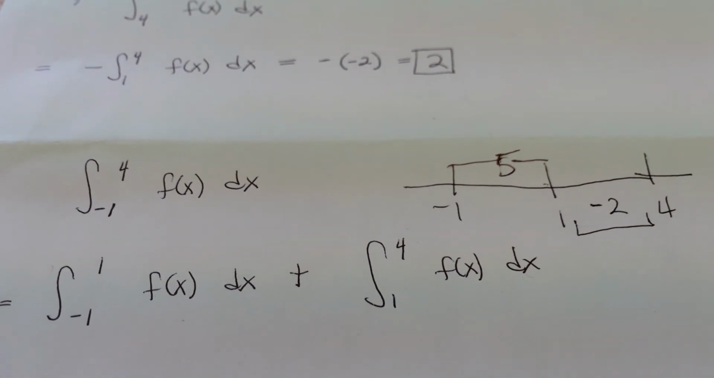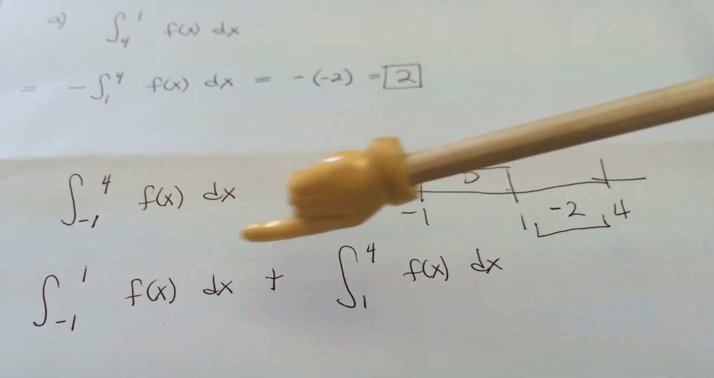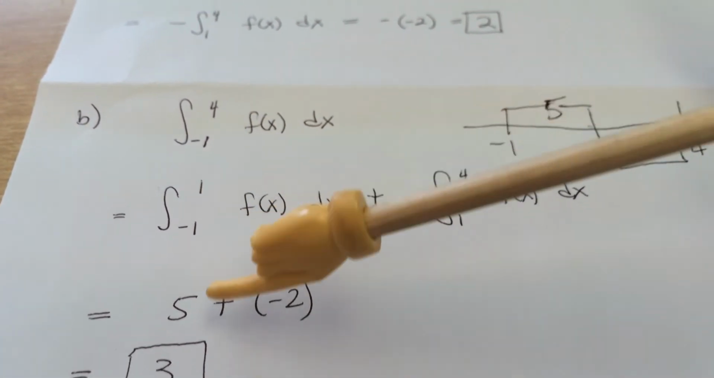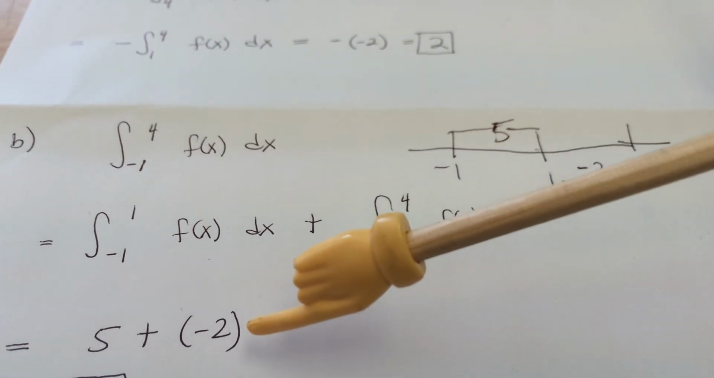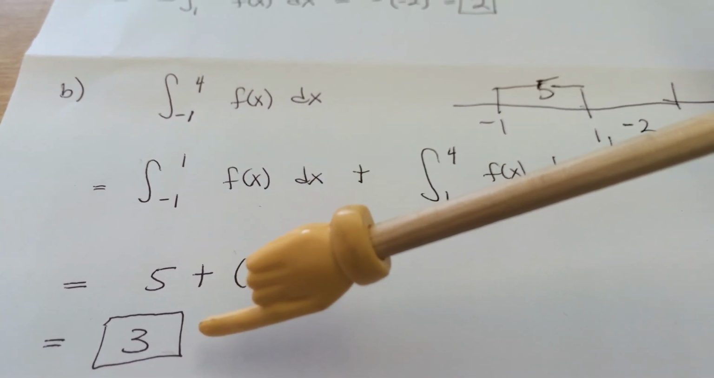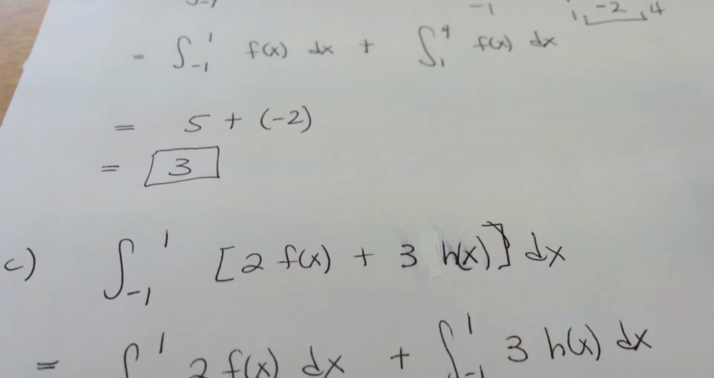So that's what I did right here. I separated from -1 to 1 because I know that area right there, plus 1 to 4, and I know that from -1 to 1 the area is 5, and then the area for the other one was -2, so that's how we got this. And we just combined like terms, and that gave us 3 as the final area from -1 to +4. All right, then we do the last part.